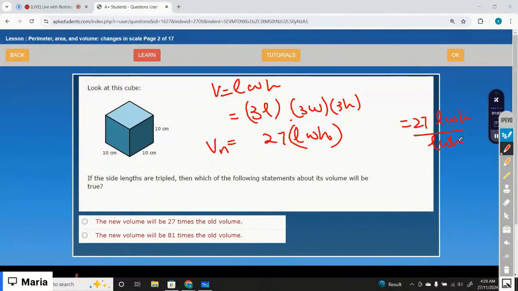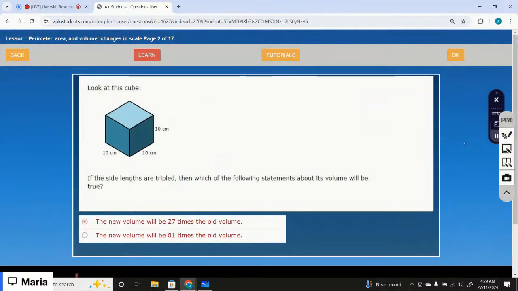And the original one is length, width, and height. So that means the new volume will be 27 times the old volume. Option number 1 is the correct option.